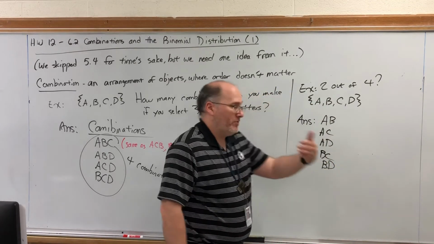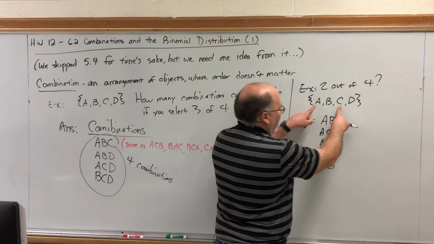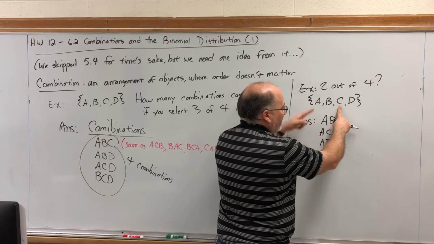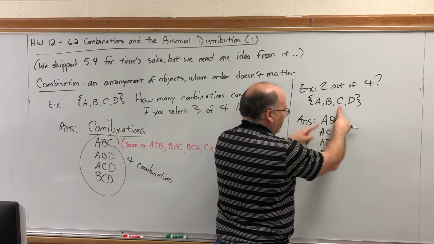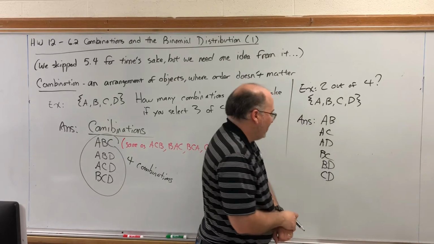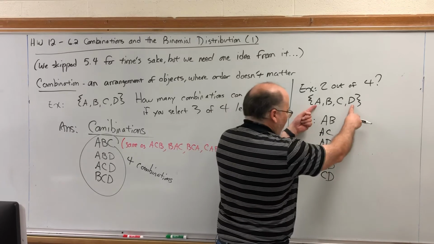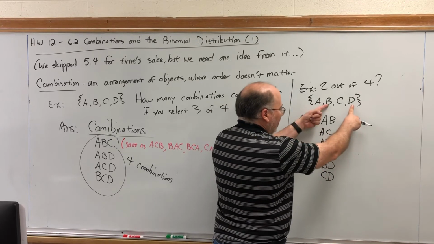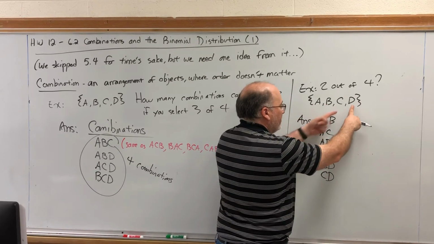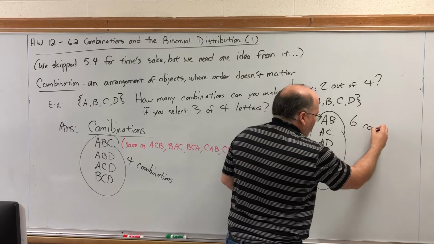So now we've got all of them that have an A, all of them that have a B, so let's move to C. CA, no, I've already got it. CB, I've got it. CD, don't have that. Now we have all of them that contain a C. Let's find all of them that contain a D. DA, oh, that's already here. DB, oh, that's already here. DC, oh, that's already here. If you counted 6 combinations, you were correct.